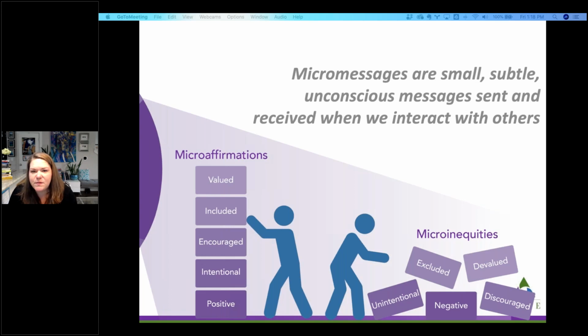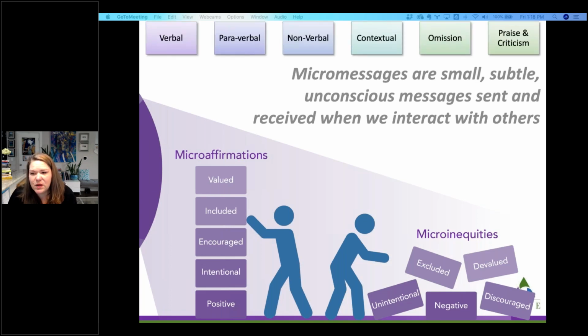But the way that these messages manifest in our communications are through the words that we say, the simple verbal words that come out of our mouth. You know, sticks and stones may break my bones, but words will never hurt me, right? But the actual words can hurt, especially in that accumulative kind of way. Paraverbal is how it's said. Nonverbal is our body language. Contextual and omission, that's what's said or what's not said. It's what's there or not there. And then praise and criticism, this is how we give feedback. And so there are lots of ways that these micro messages can happen.